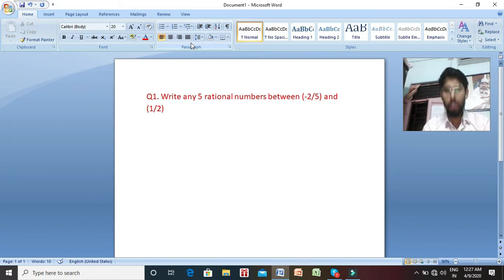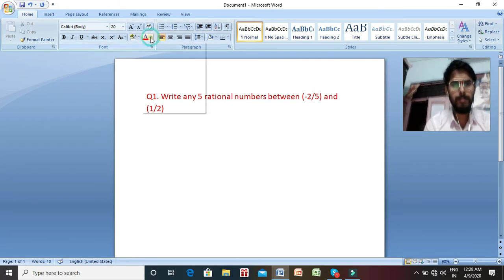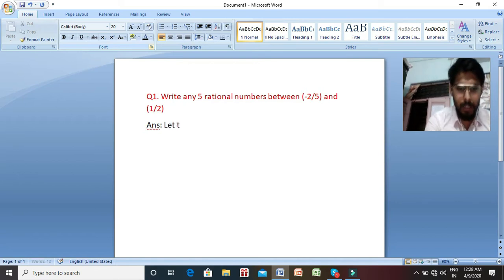So if we look at these two fractions, -2/5 and 1/2, automatically we can get an idea that -2/5 is less than 1/2, right? So I can say something like this. That we are expecting five rational numbers. So let the five rational numbers be A, B, C, D and E, right?